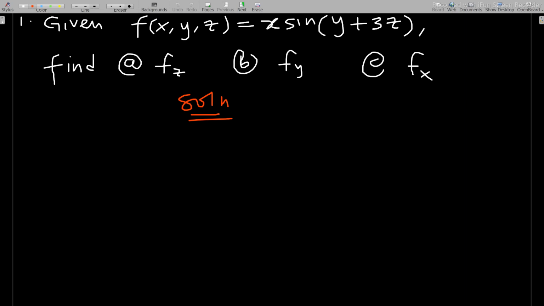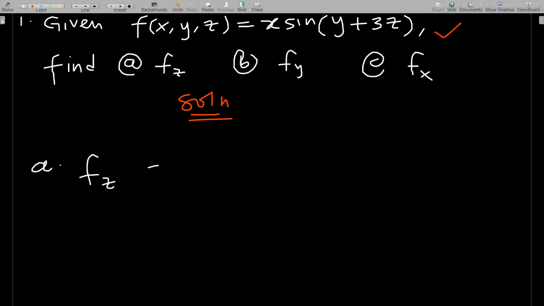Given that f of xyz is this one, we are supposed to find fz, fy, and fx, meaning the partial derivative of f with respect to its respective variables. Let's start with the first one, fz.